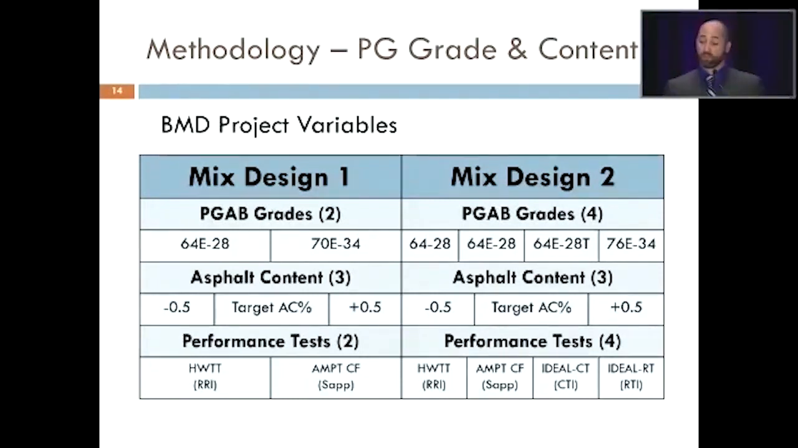So we then increased it to four PG grades: 64-28, 64E-28, which is a polymer modified, and 64E-28T, that's just our local name, the turnpike grade binder, which has a minimum polymer content of 2.5%. Some of our contractors we were finding were using this bumped-up 64E-28 to be able to meet Hamburg testing. Once that was indicated, we said, all right, let's try to capture that in the data and share that with the rest of the industry.